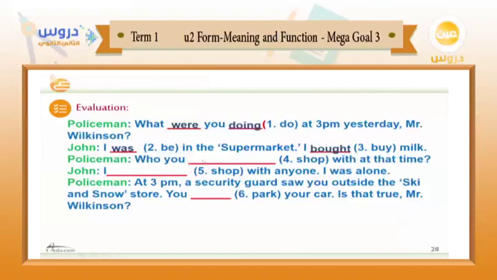Okay, the policeman is asking about what was happening. Who were you shopping with at that time? I didn't shop with anyone, so he will use simple past. I was alone. At 3 p.m. a security guard saw you outside the ski and snow store. You parked your car. Is that true? You parked.